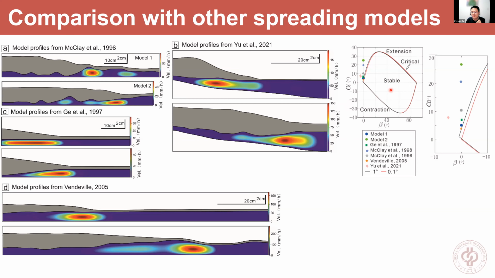And we plot these models. So we measure it basically directly from their model, from the profile, because we sometimes don't have much information, like materials. So we just assume other conditions being the same. We plot them on our stability analysis.